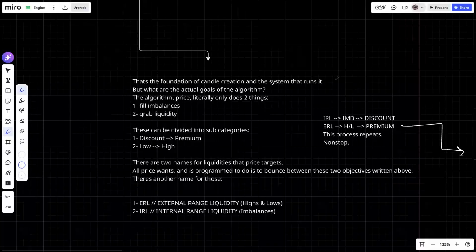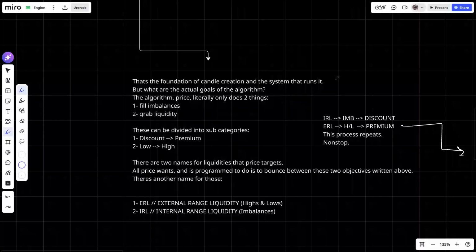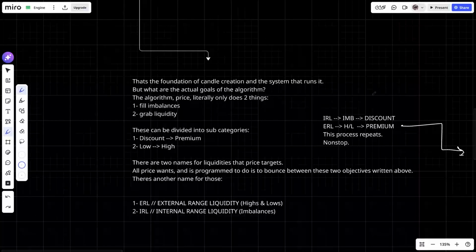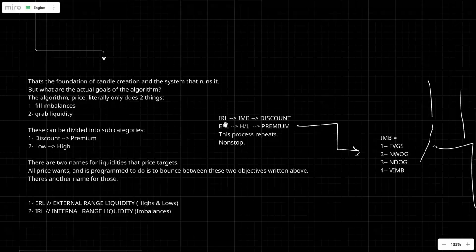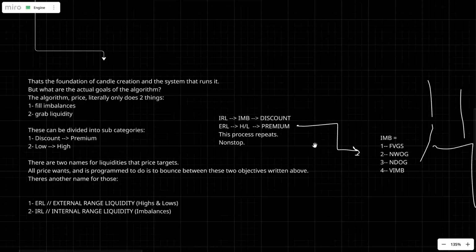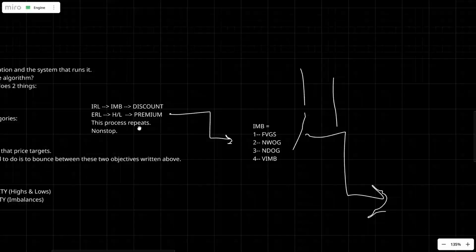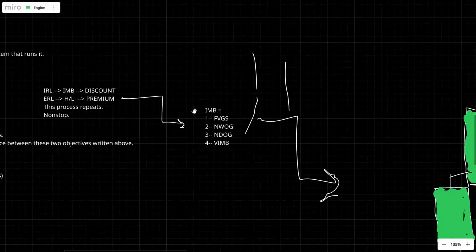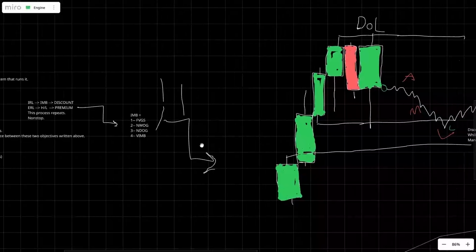So for those who were wondering and had questions at the start, this is where fair value gaps come in. From IRL, which is imbalances, which is your discount, we go into ERL, which is your highs and lows, to premium. This process repeats non-stop. And as mentioned before, imbalances are fair value gaps, new week opening gaps, new day opening gaps, volume imbalances, and way more.